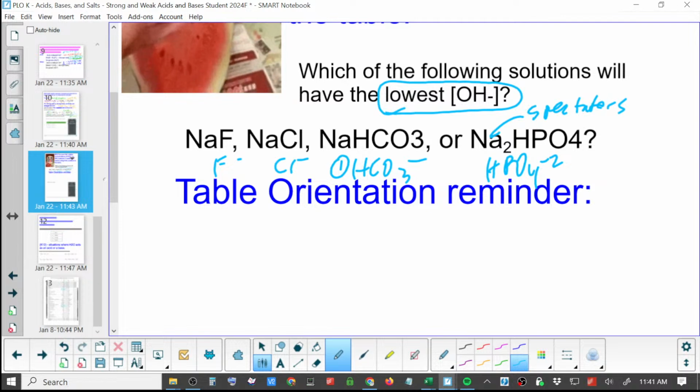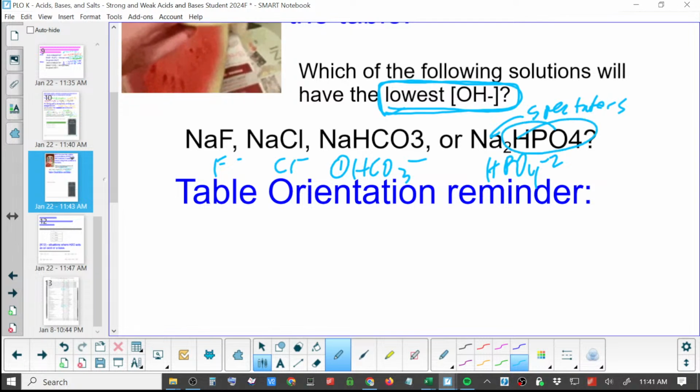Wait, which one's the strongest? Which has the lowest concentration of hydroxide? So is that strongest? Lowest. Weakest. It's the last. The weakest? Oh, it's the last one? We want to guess the last one, HPO4 minus? Let's take a look.